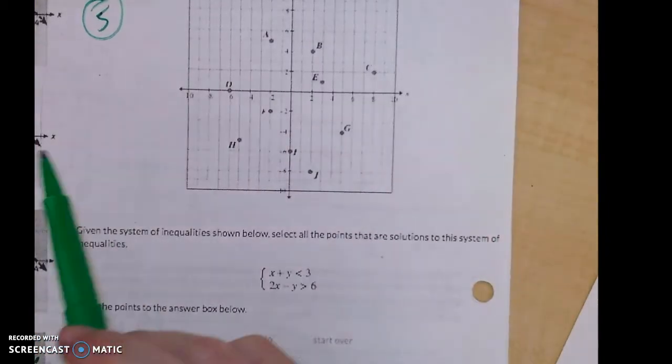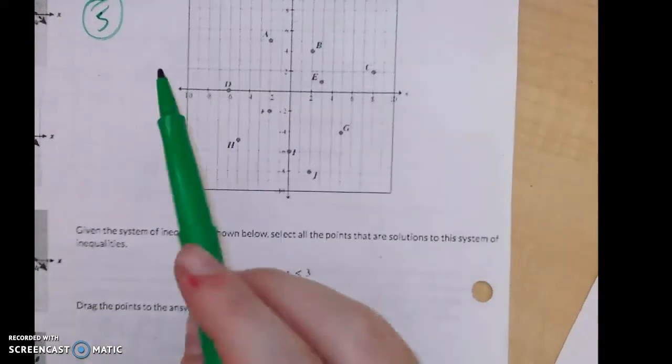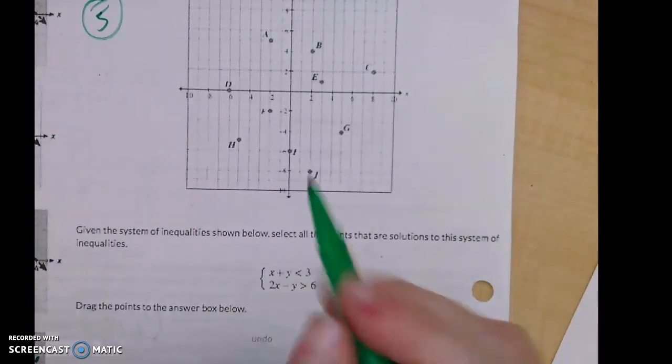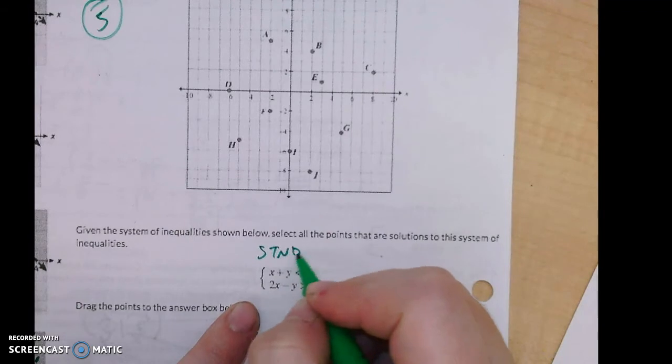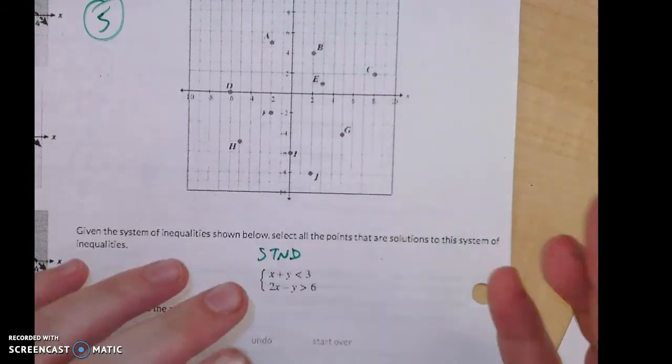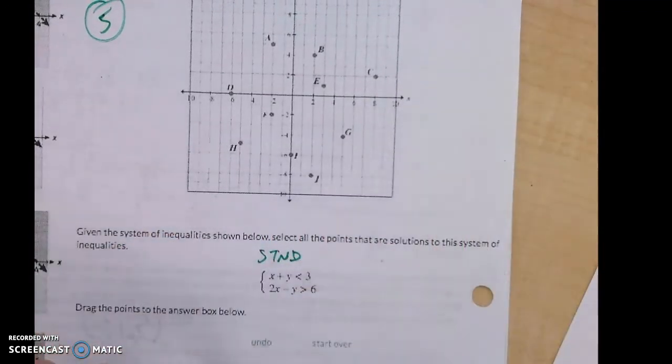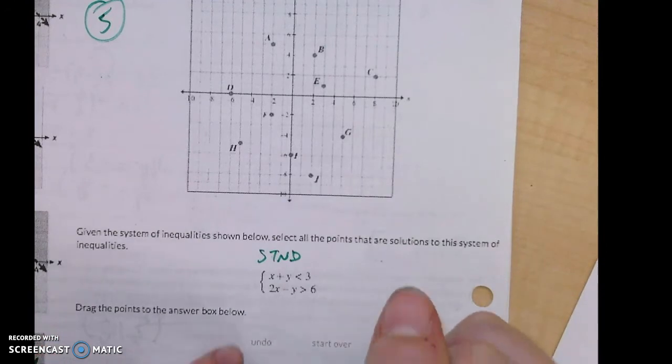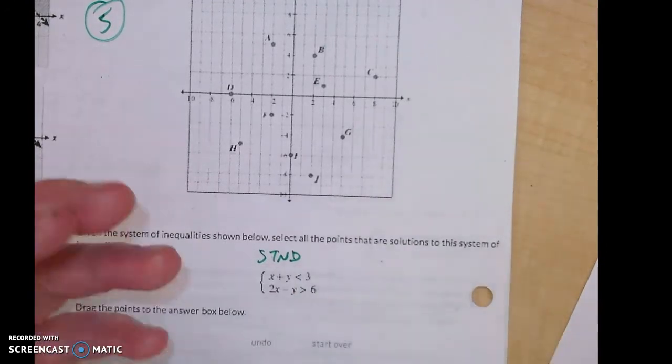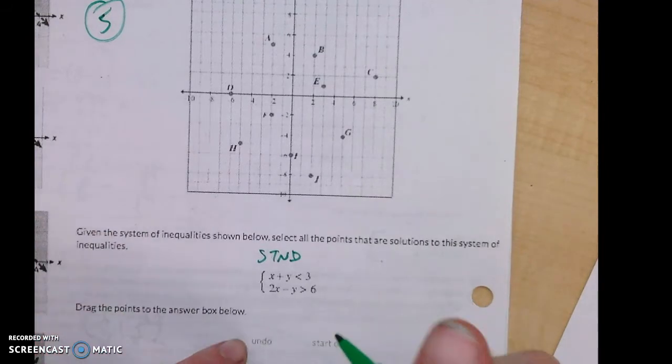Okay, question 5 is very similar to the last one, except we're creating the graphs. So here are my two equations. These are in standard form, which means in order to graph them, I need to either turn them into slope-intercept form or use my intercepts. I much prefer to turn them into slope-intercept form.